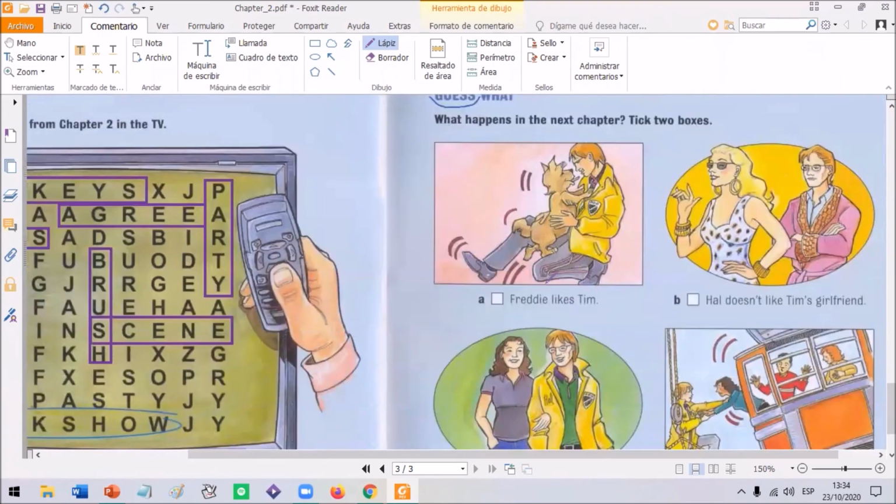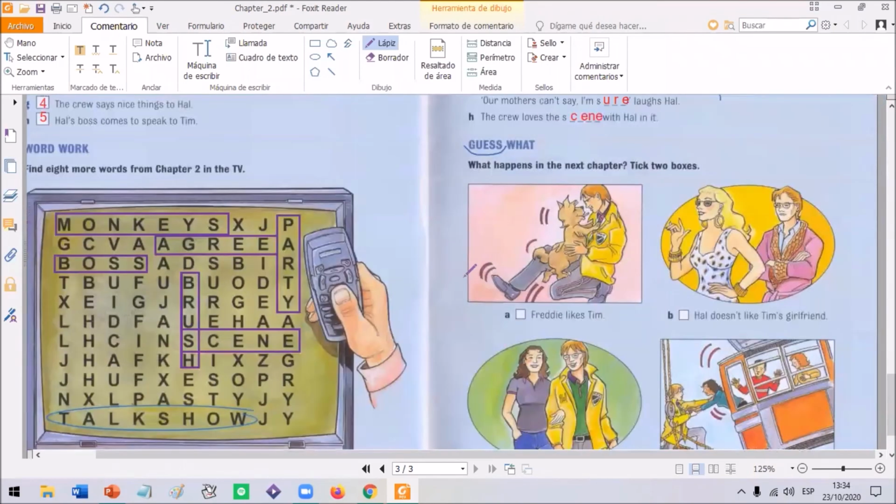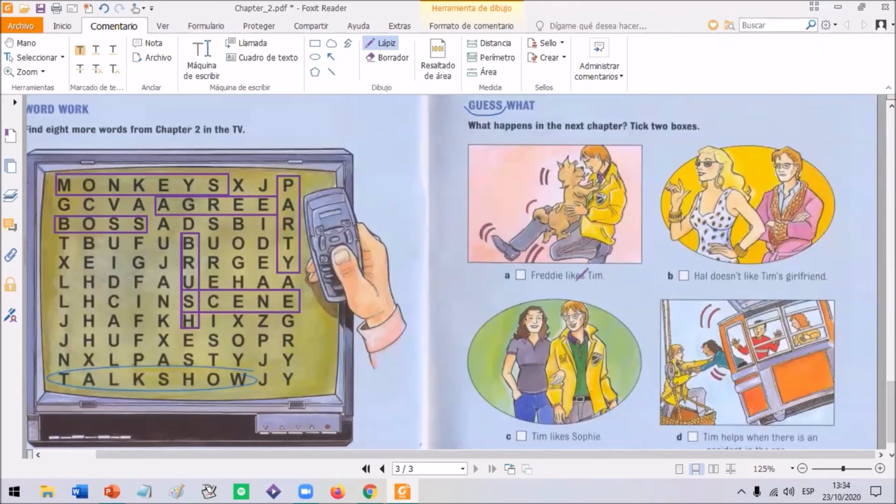So, what do you think? Freddy likes Tim? Hal doesn't like Tim's girlfriend? Tim likes Sophie? Tim helps when there is an accident in the zoo? Ustedes habrán puesto distintas opciones. Ahora se van a enterar dentro de poco si adivinaron o no adivinaron.